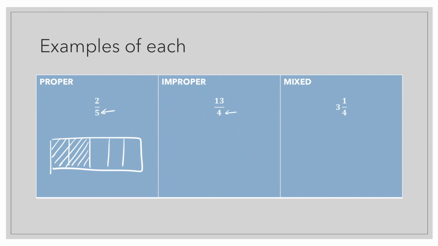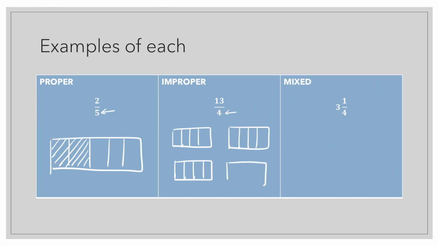13/4 means that each whole has 4 pieces. So I'm going to make a couple of them. Here's a bunch of wholes that have been divided into 4 parts. And 13/4 means that I need 13. So there's 4, here's 8, here's 12, and here's 1 extra. So it's saying I have 13 pieces of the same size of 1/4.